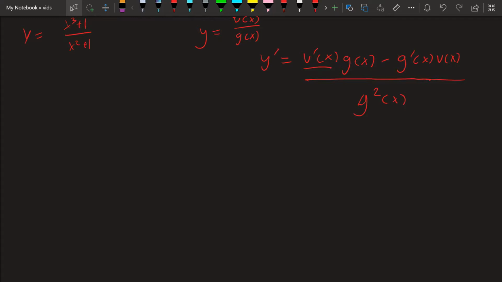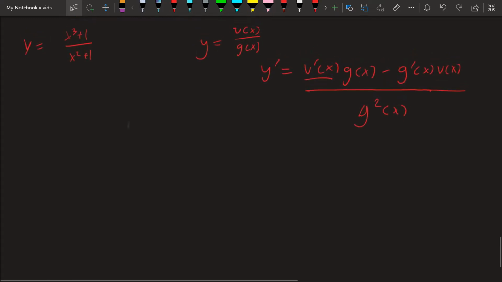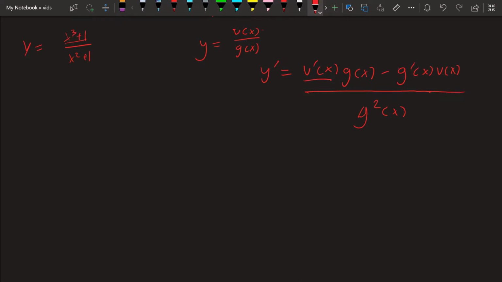Okay, so now let's label our functions. How about we let the numerator be v of x and the denominator be g of x, right? So v of x is equal to x cubed plus 1. So v prime of x is equal to 3x squared, right? And g of x is equal to x squared plus 1. Then g prime of x is equal to 2x, right? So all we have to do is literally substitute.